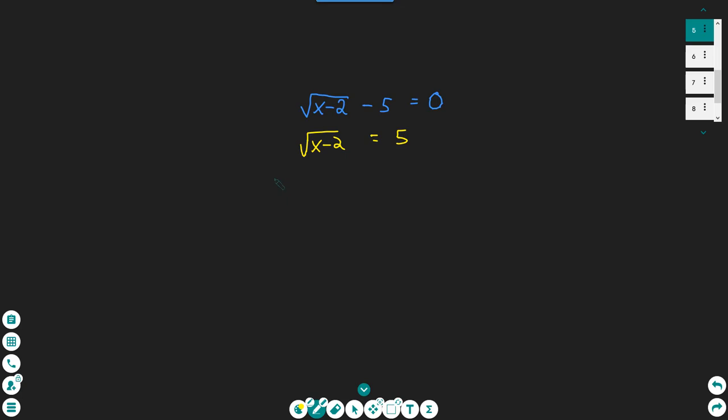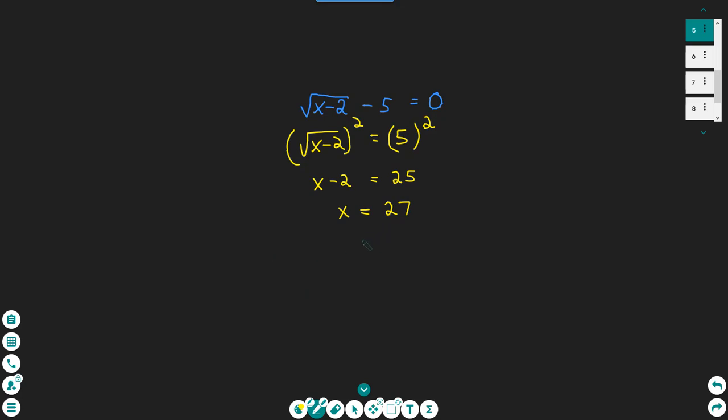Now we need to get rid of the square root. And how do we do that? We do it by squaring it. Keeping in mind that this might pose problems, we're going to have to check our answer in the end. So if we square this, we end up with x minus 2 on the left, 25 on the right. We add the 2 to both sides, and we end up with x is equal to 27.